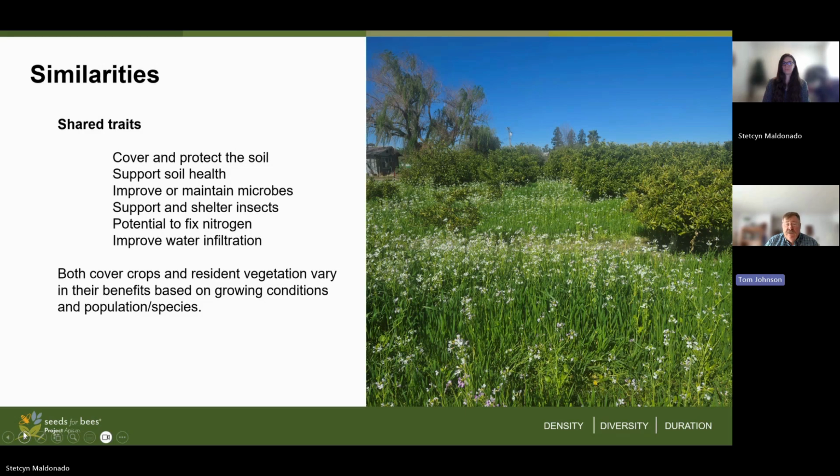And they have the potential to improve your water infiltration through root action and by slowing the water flow across the surface, making it stand there longer so more of it percolates into the ground. Both cover crops and resident vegetation vary in their benefits based on the growing conditions, the population that's out there, and the species that's available.